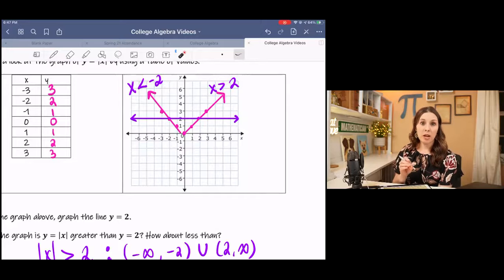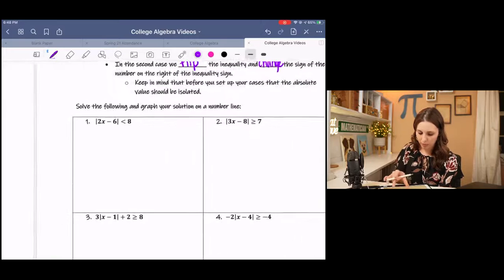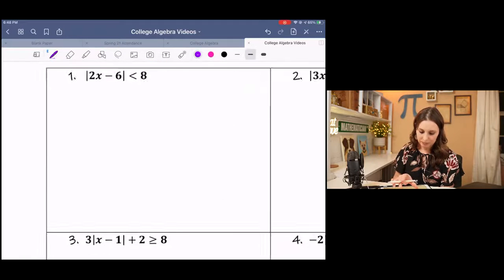So whenever you're setting up absolute value inequalities, no matter if it's and or or, you have your two cases, one positive, one negative, and the inequality is flipped. So let's look at some examples so we can figure out what we're doing here. We're solving and graphing these.